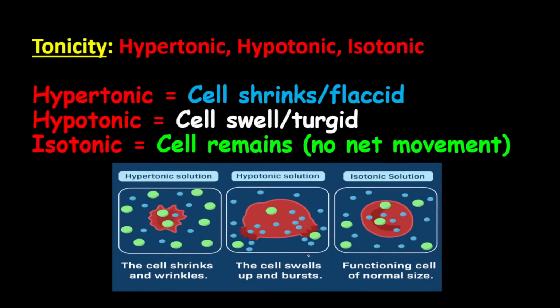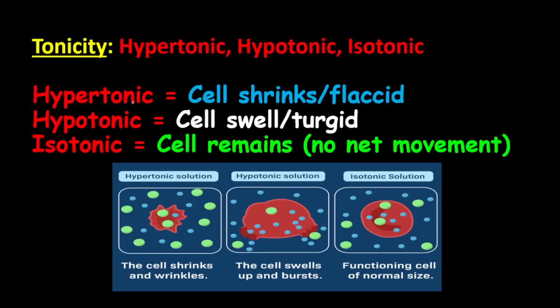The next thing you need to note, relating to osmosis, is tonicity. Tonicity refers to the comparison between concentration in and out of a cell, the comparative concentration in and out of cells. There are three types of tonicity: we have hypertonic, we have hypotonic, and we have isotonic.